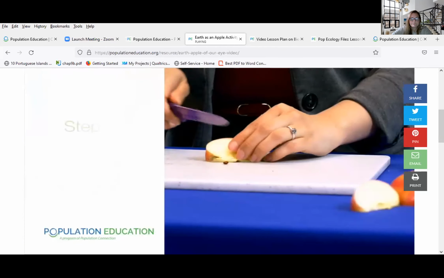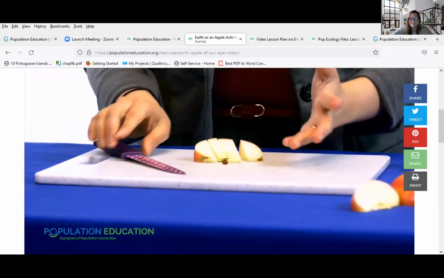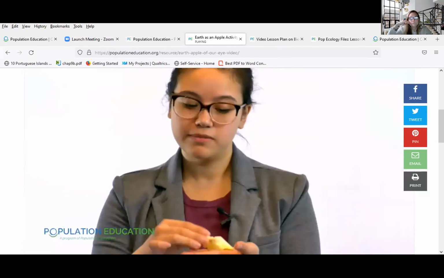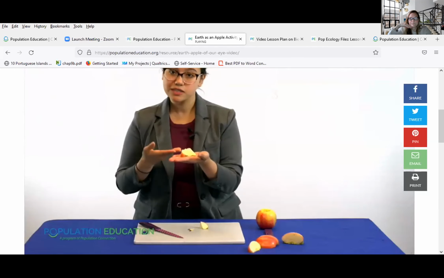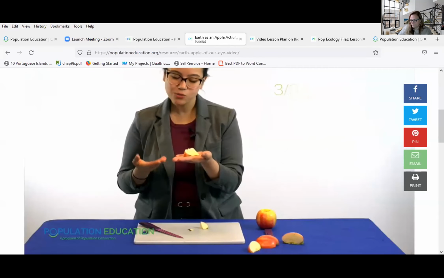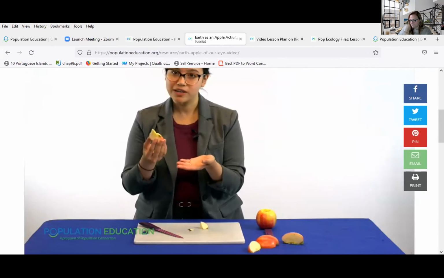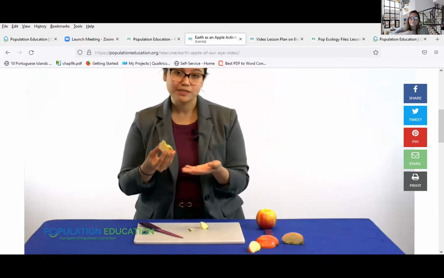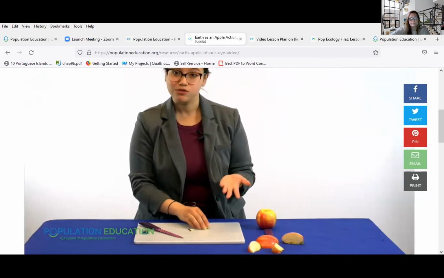Cut this 1/8 into 4 pieces. Remember that this represents how much land we actually can live on. These 3 pieces are 3/32, each piece being 1/4 of that original 1/8. You can then tell students that this represents how much of our land is hospitable but non-arable. In other words, how much we've used for development for cities and settlements, and also some soil that we cannot use for farming, either because it's too rocky, steep, too geographically inconvenient, or perhaps has already been degraded with farming practices. You can set that aside because we can't use it for farming.